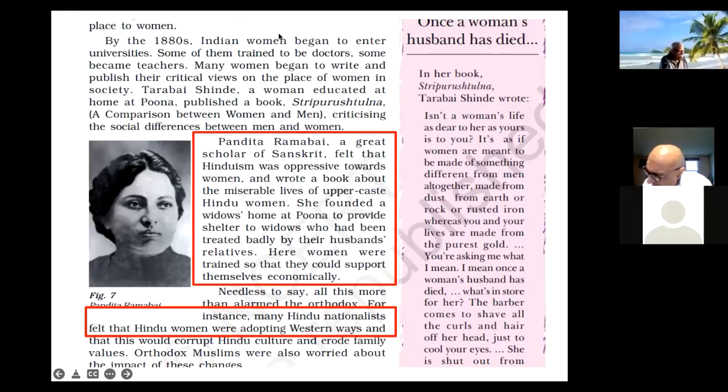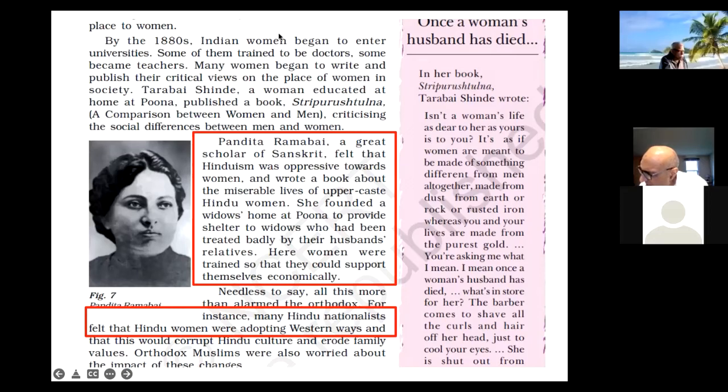Why I'm telling you all this is that she had a tragic life, but how was society responding? Society was always extending a helping hand to her. They were glad that here we have a girl who is well versed in Sanskrit and she must be promoted. But how is she being depicted? Needless to say, all this more than alarmed the Orthodox.